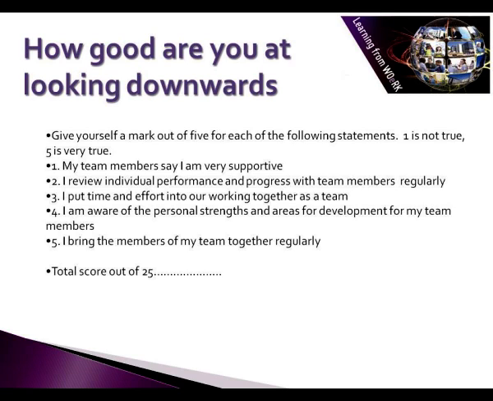Where on that scale of 1 to 5 would you put your ability? Number 4. I'm aware of the personal strengths and areas for development for my individual team members. What score would you give yourself for that on the basis that 1 is not true, 5 is very true, and a scale of numbers in between? And then number 5, I bring the members of my team together regularly. What score would you give yourself for that? 1 is not true, 5 is very true.